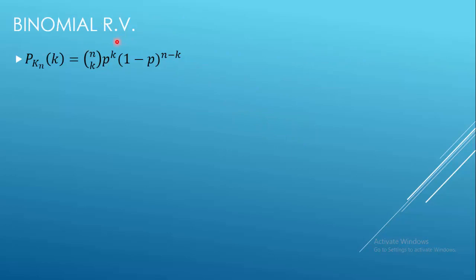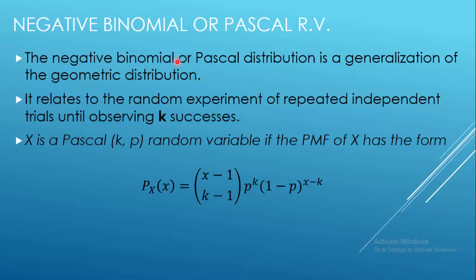For the binomial random variable, we have seen this function before, and it is the same as before. There is nothing new in it: it is n choose k, p^k, (1 minus p) to the power n minus k. And what is the negative binomial or Pascal random variable?